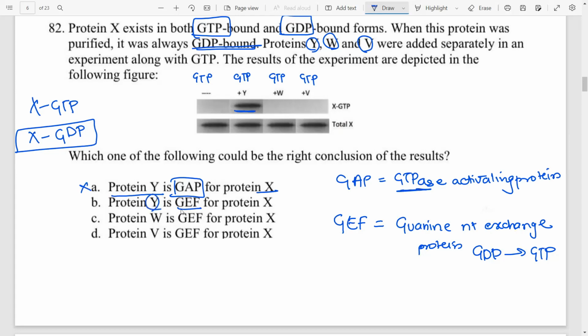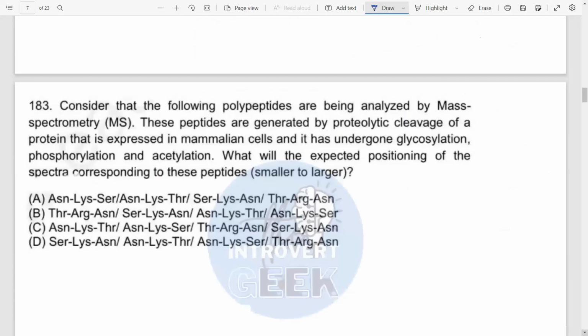It says protein Y is a GEF, which is absolutely correct, because it is an exchange factor. In the first place, you have the protein X, which is bound to the GDP. You added GTP to that, and to catalyze this reaction, you have added the guanine exchange factor. So it will exchange this GDP for GTP, and therefore you get a band. You shouldn't look at protein W and V at all, because you are not getting any bands over here. So why waste time? So your correct option is option B.